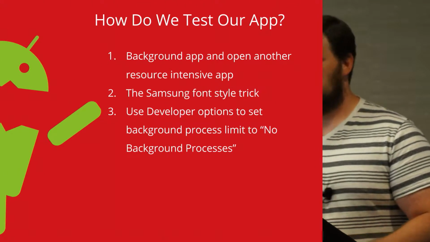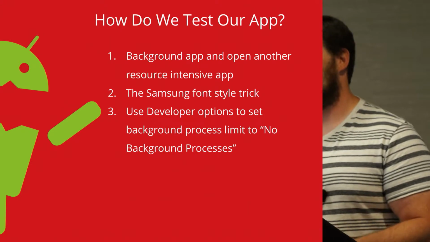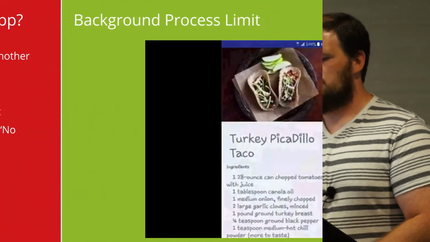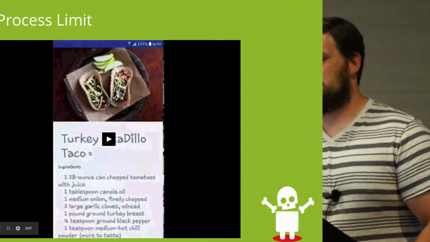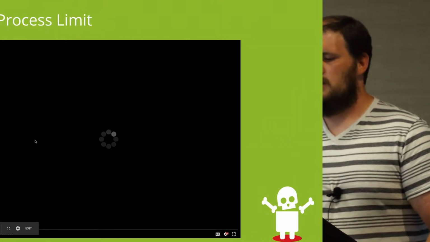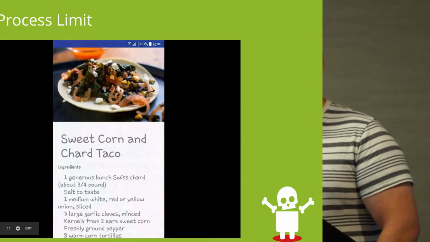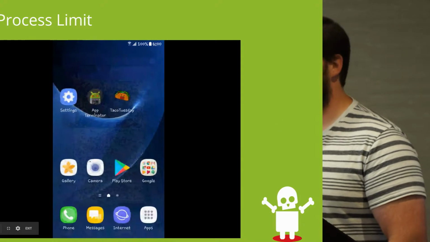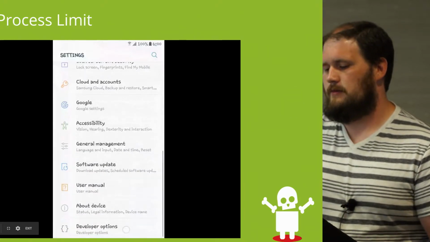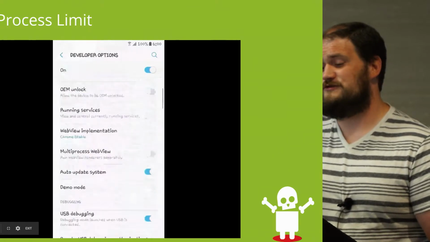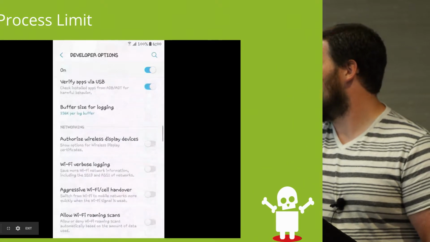So there's a little bit better we could do. There's actually something built into developer options that we can use to do this. So I put together a demo of testing my application using developer options. Here, I open up my app, Taco Tuesday, and then I background it after doing some user interactions. And I go to my settings application and go down to developer options. And then we're going to scroll for a while. So just hang tight. It's down there somewhere.